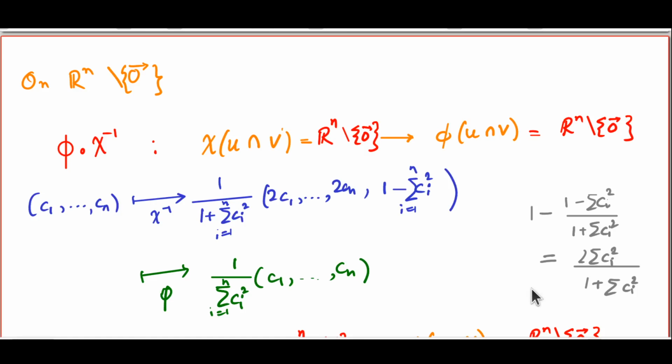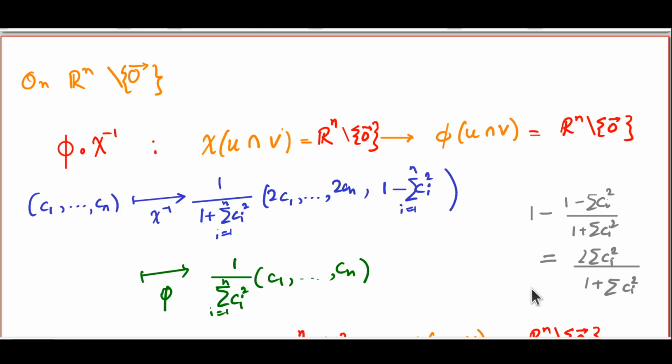Not only that, it is very easy to figure out that the functions involved here, C1 by sigma Ci square, C2 by sigma Ci square, etc., are smooth functions. They are differentiable as many times as you want on Rn without the origin.